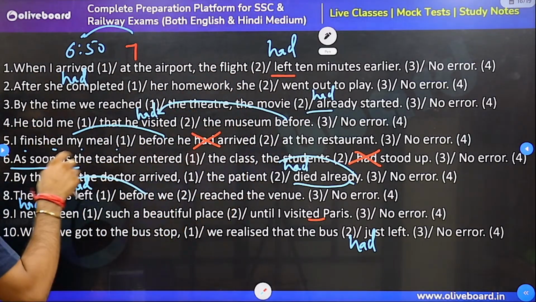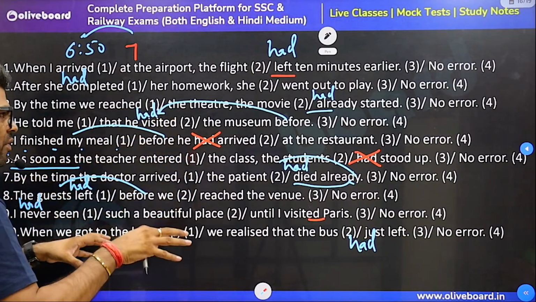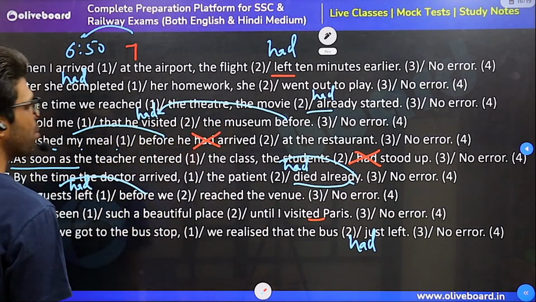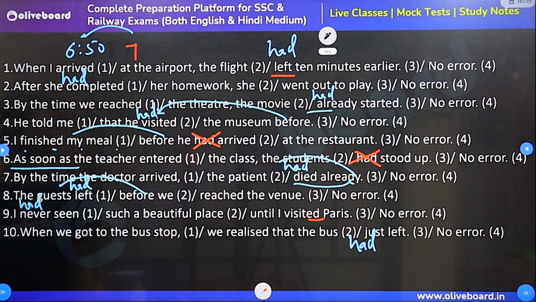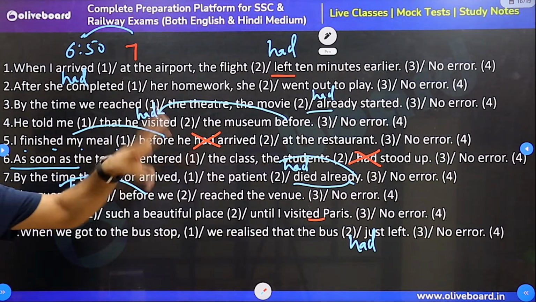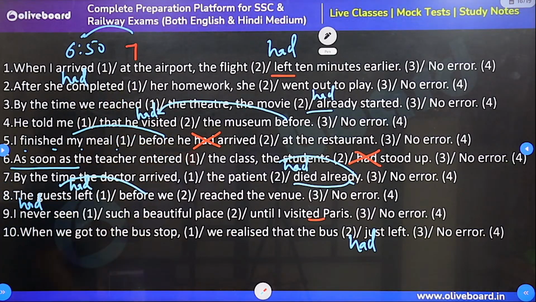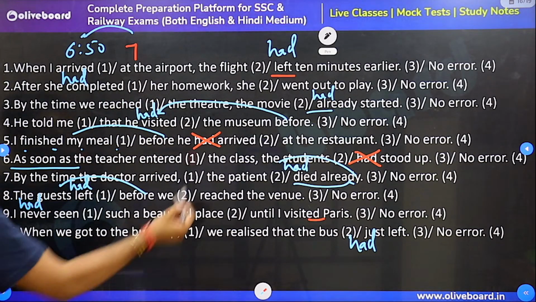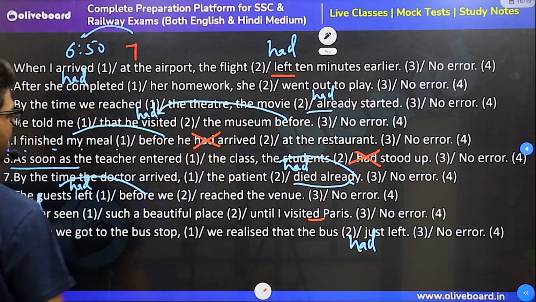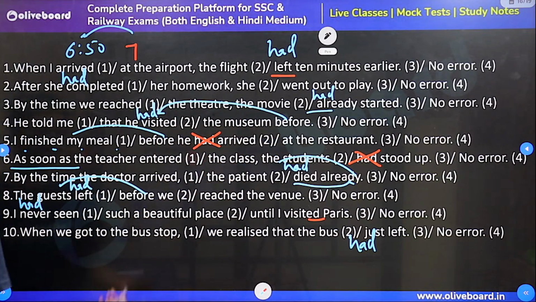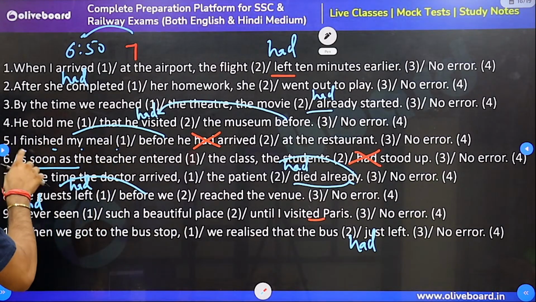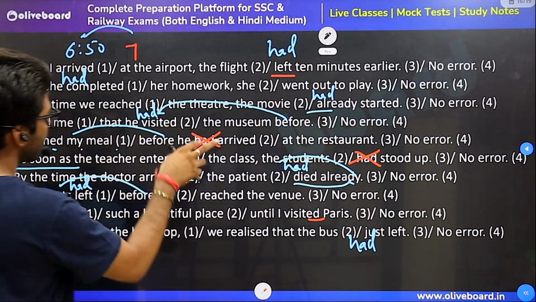After she had completed her homework first, then she can go out to play. By the time we reached the theater, the movie had already started. He told me that even before that, he had visited the museum. I finished my meal before he arrived at the restaurant. Statements before are in past perfect, not the ones after that.